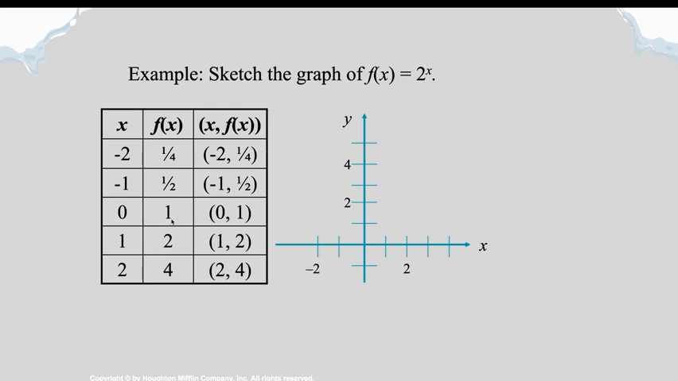If I plug in 1 as my x value, well, 2 to the first power is 2. And then if I plug in 2, it's going to be 4 because 2 squared is 4. As we go further along the x-axis on the left side, we're going to get closer and closer to 0. So if I plug in negative 1, remember, negative exponents send us down to the denominator. So this becomes 1/2. So negative 1 is at 1/2.